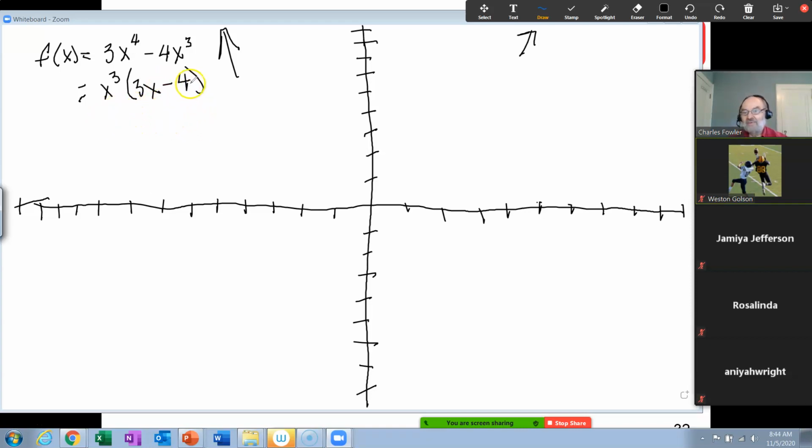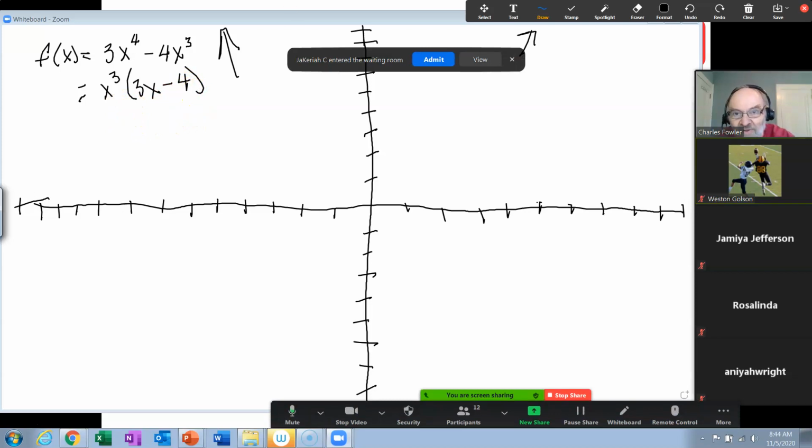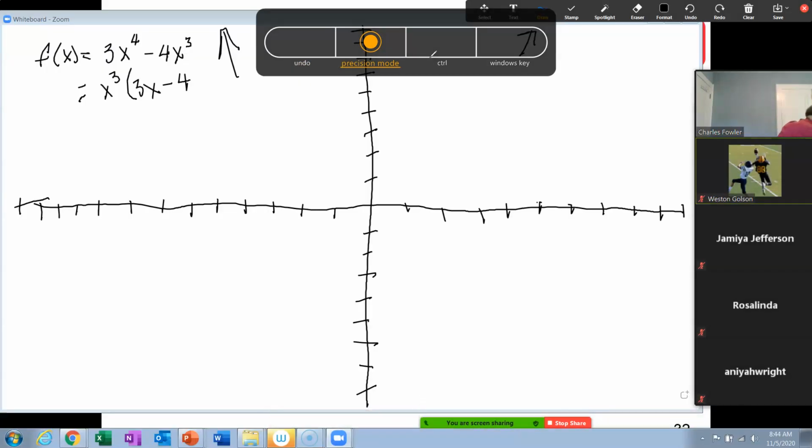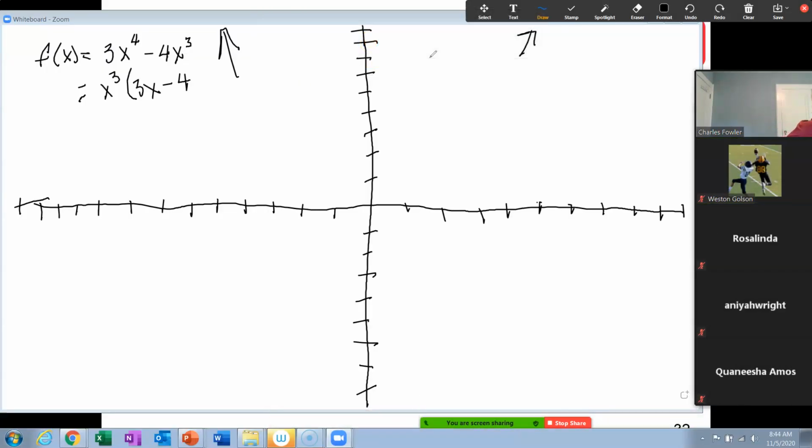Now, what we do with the, oh, here comes Jakiria. So hold on just a minute. I've got her let into the class. And I need the marker on my roll book if I can reach that far. Good deal. Okay.